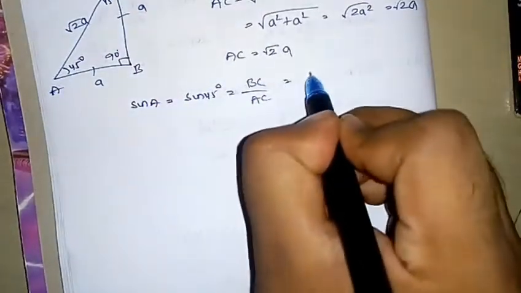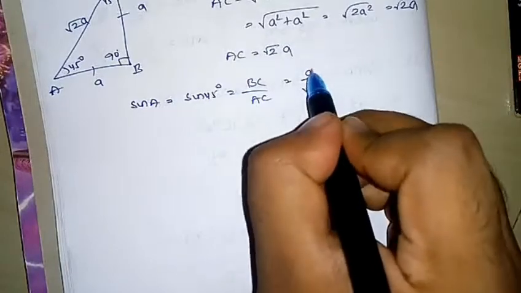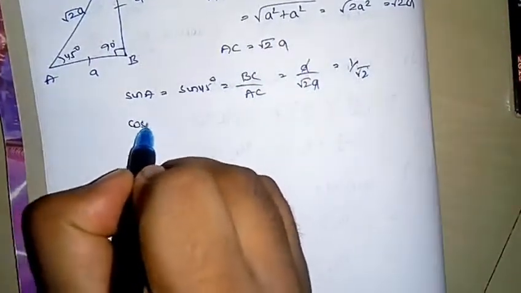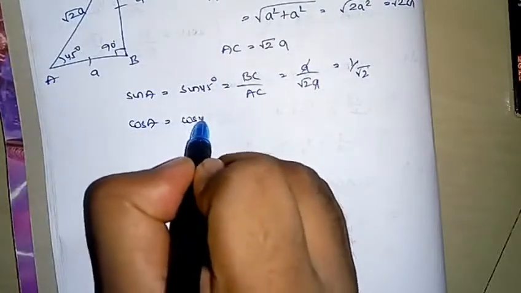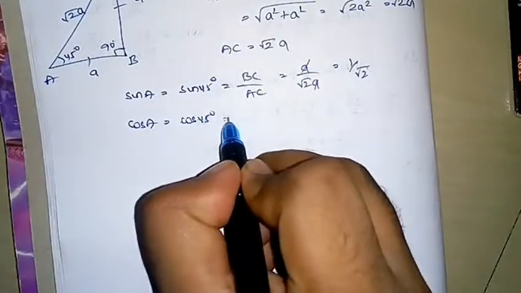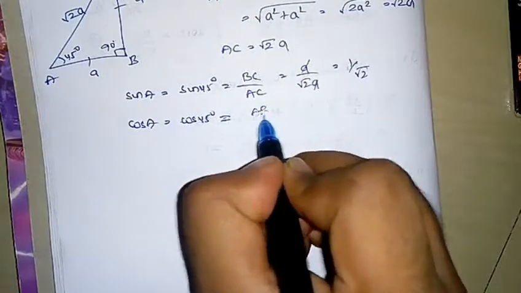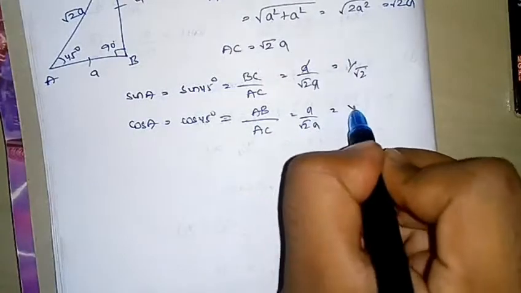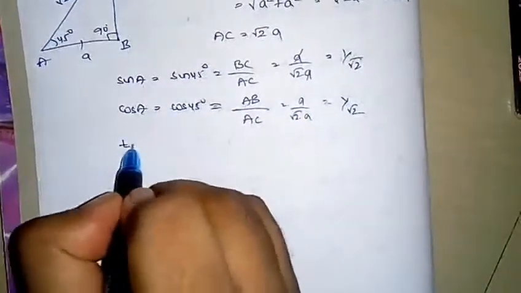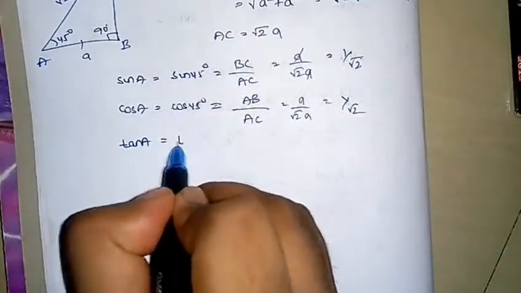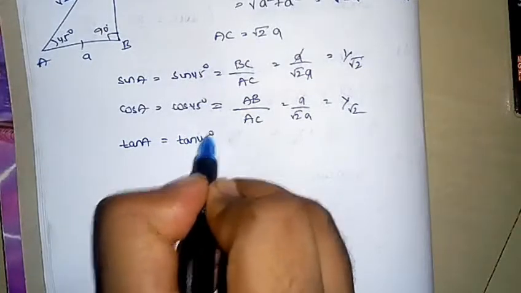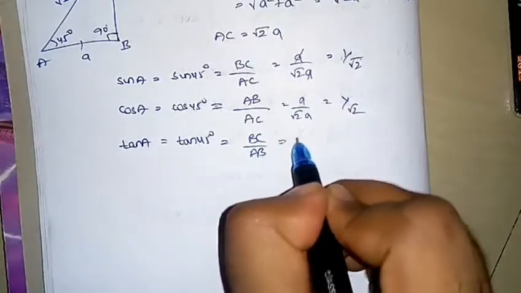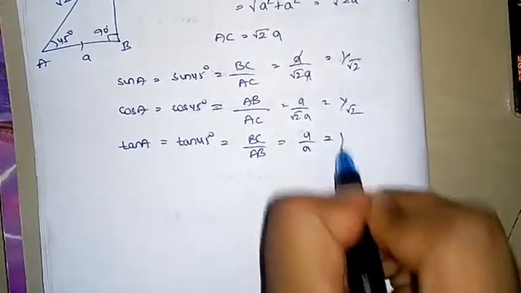Now, sin A is equal to sin 45 degrees, which is equal to opposite side BC by hypotenuse AC, which is equal to A by root 2A. You can cancel A and A, you get 1 by root 2. Similarly, cos 45 degrees is equal to adjacent side AB by hypotenuse AC, which is equal to A by root 2A, which is equal to 1 by root 2. Now, tan 45 degrees is equal to BC by AB, which is equal to A by A equals 1.